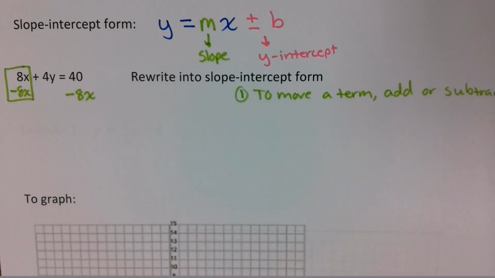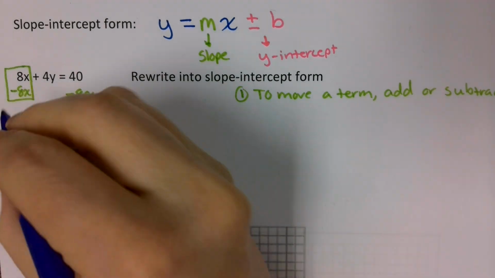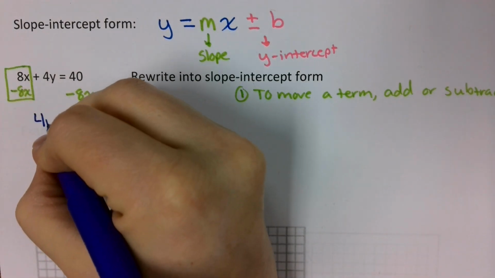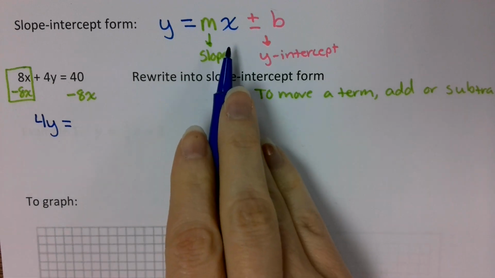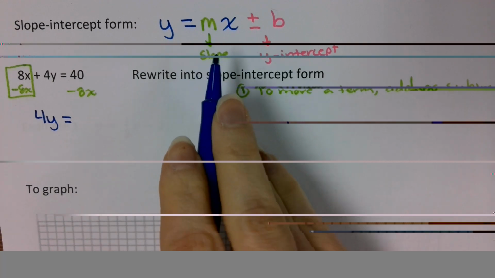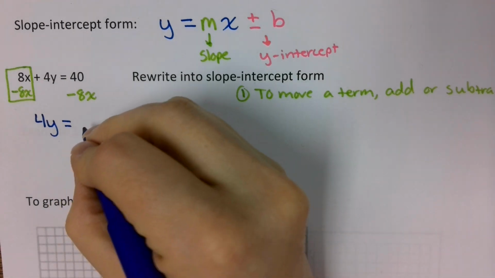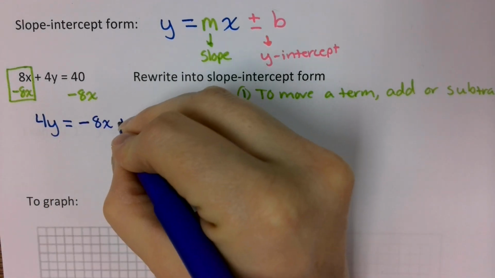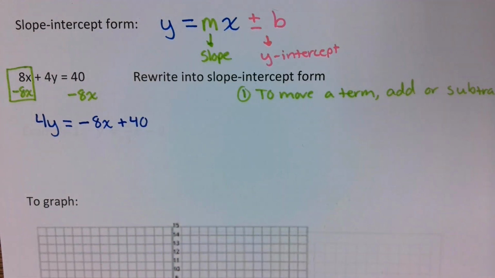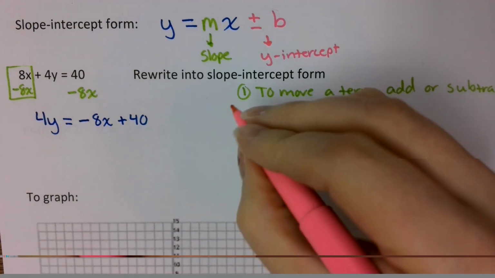So then when I'm rewriting this, I'm left with a positive 4y, and it's now equal to, I like to keep my x term in the front because I like to keep it in mx plus b format, so I'm going to write minus 8x. And then that 40 was positive, so I'm going to put plus 40. Okay, then I can navigate on to my second step.